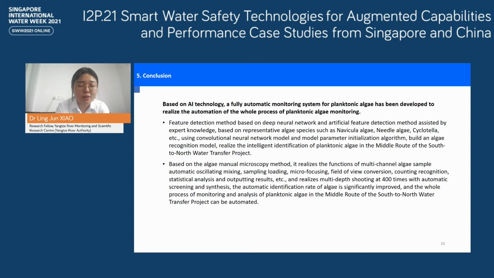Secondly, with reference to the algae monitoring microscopy method, it realized the functions of multi-channel algae sampling automatically and oscillating, mixing, sampling, loading, microfocusing, field of view conversion, counting recognition, statistical analysis, and outputting results, and realized multi-depth shooting at 400 times with automatic image synthesis. The automatic identification rate of algae is significantly improved, and the whole process of monitoring and analysis of planktonic algae in the middle route of the South-to-North Water Transfer Project can be automated.